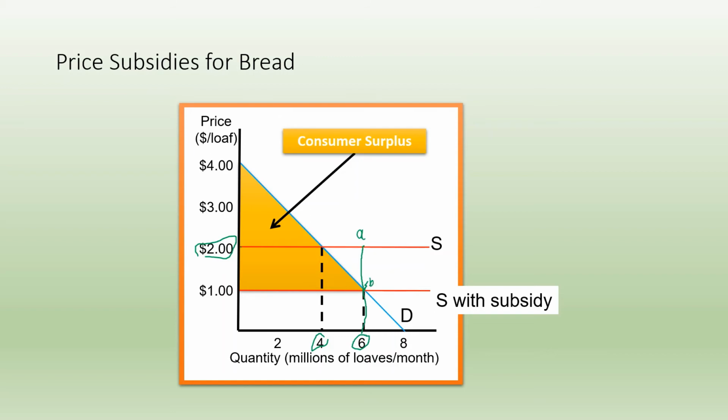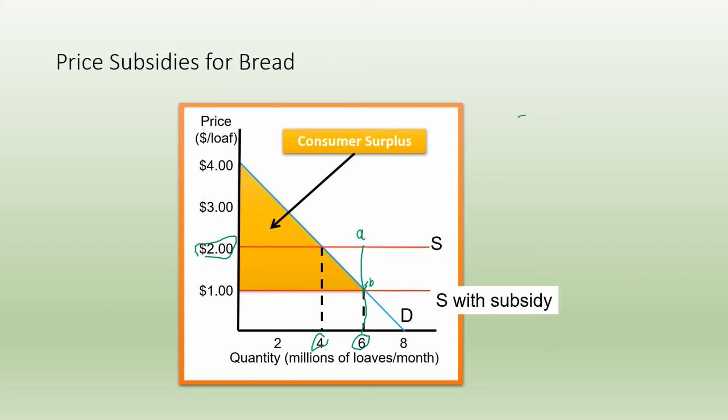So the area of this rectangle A, B, 1 and 2 is actually showing the total losses to the government when it is giving a subsidy of $1. So let us try to calculate the area of this rectangle.